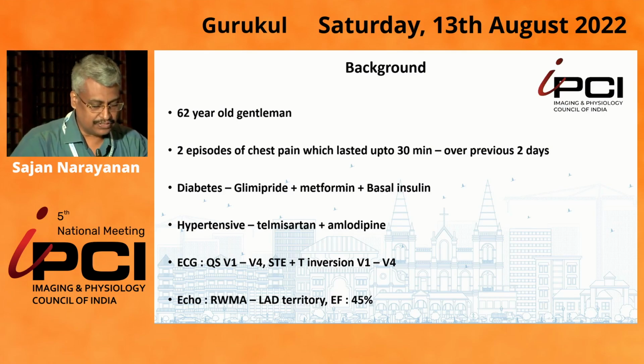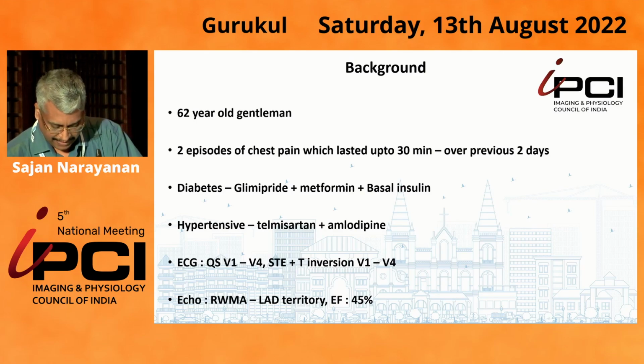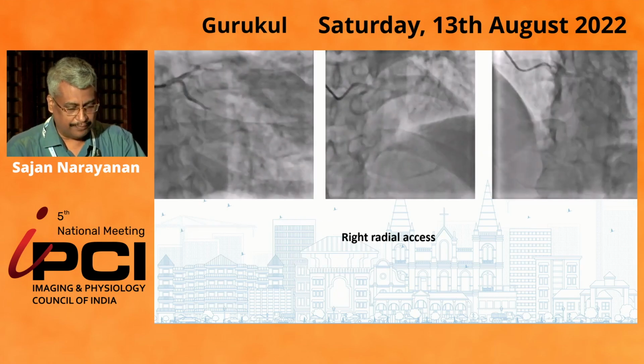Electrocardiogram at the time of presentation showed an evolved anterior wall MI. The echocardiogram showed an ejection fraction of 45%. So he was initially stabilized with antiplatelets, heparin, and other supportive care, and then taken up for angiogram.